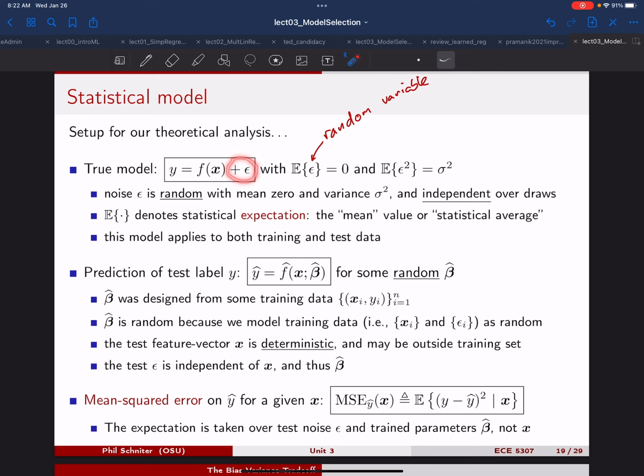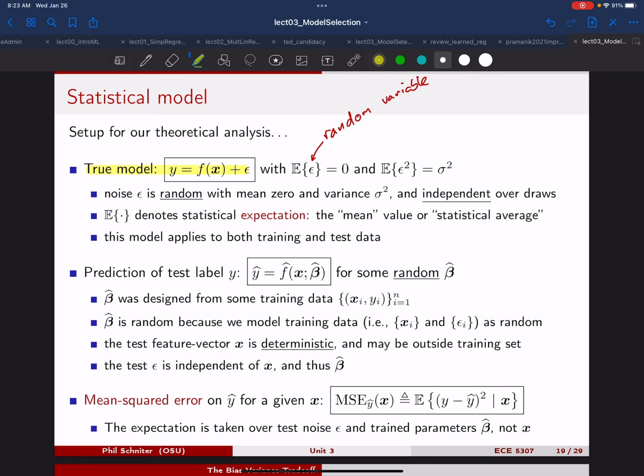This random noise we're adding, we want this to be zero mean, meaning on average, epsilon takes a value 0, and have a variance of sigma squared. And we want that every time we use this model, so if I use this n times to make n training samples, every time I use this model, I want this noise to be independent of all the other times I used it. So the noise is independent over the draws of this random variable. As we discussed, this fancy E is expectation, and that's the true model. That's how the data is actually generated.